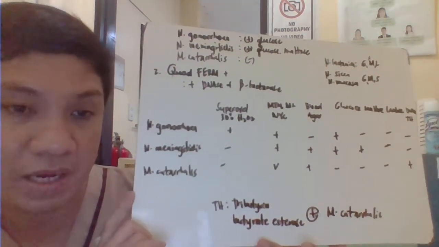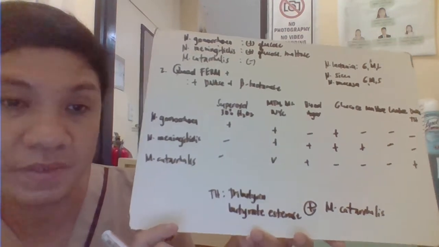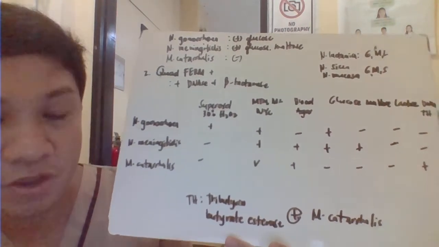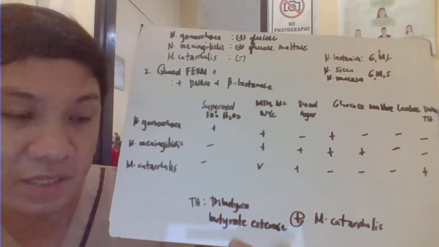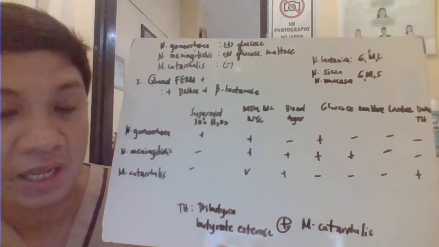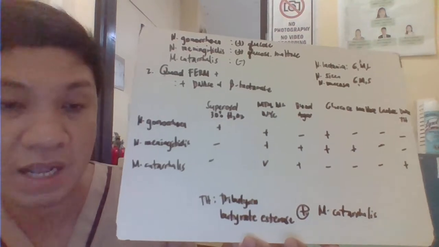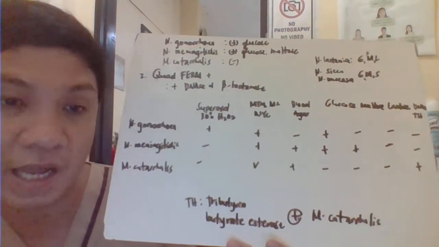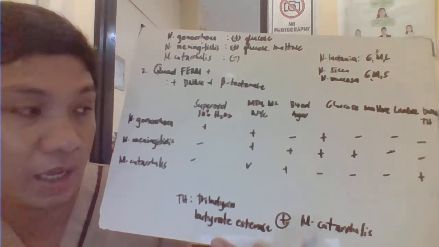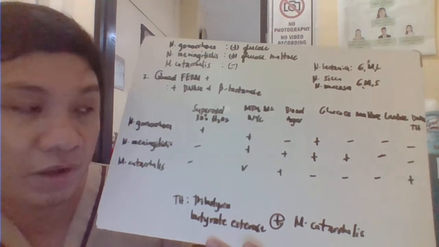Here is the summary of all the three species. The first one, superoxol, 30% hydrogen peroxide, will only be positive with your Neisseria gonorrhoeae. For selective and culture media, your Thayer-Martin and modified Thayer-Martin, all of them were able to grow on that. Again, this is a chocolate agar base. Blood agar will be inhibitory to Neisseria gonorrhoeae. It will not allow the growth of Neisseria gonorrhoeae, but it will allow growth of meningitidis and Moraxella.